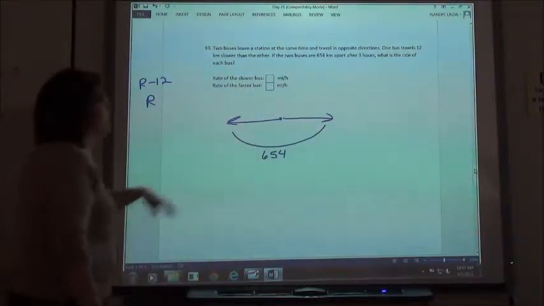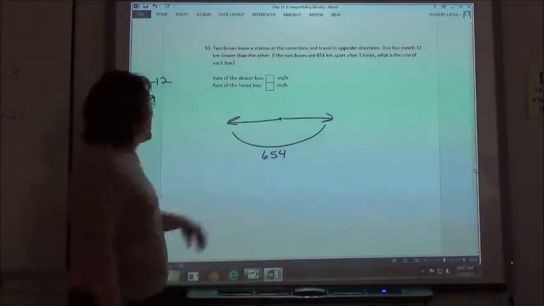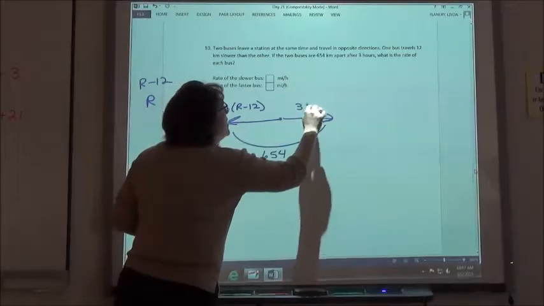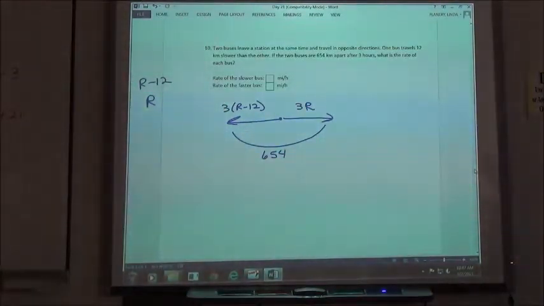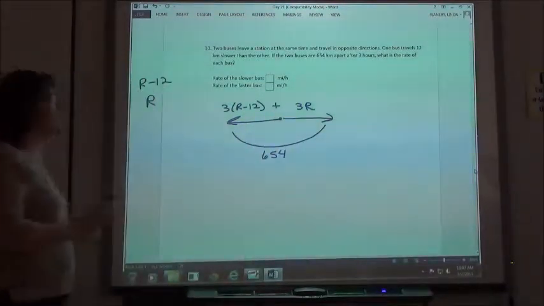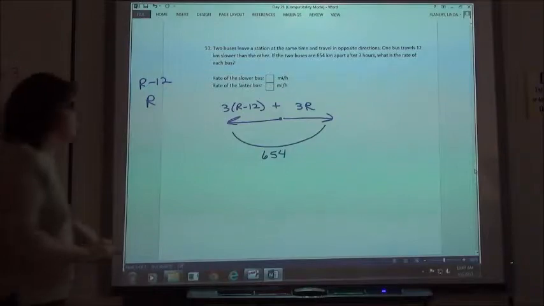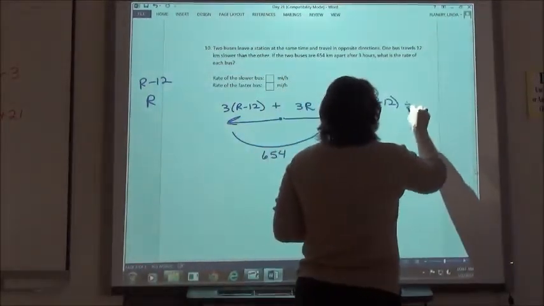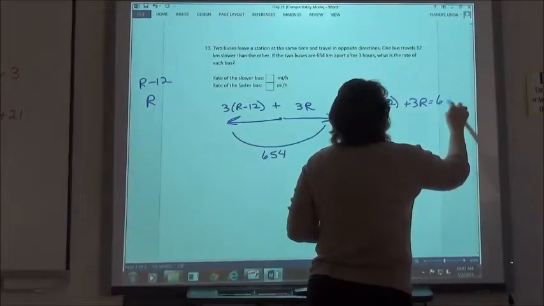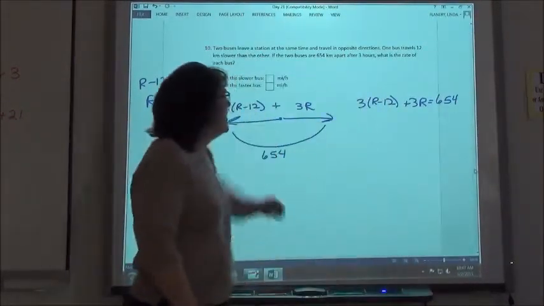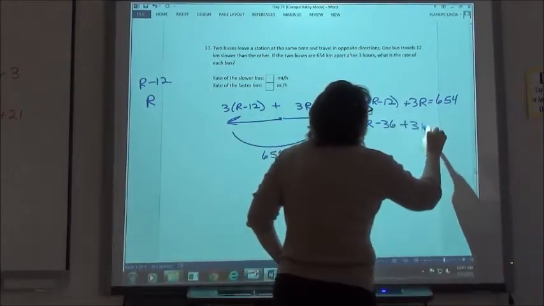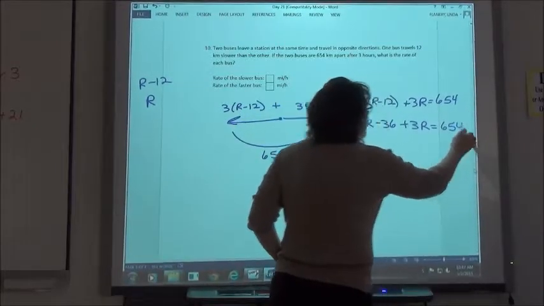So, they're both going to go for 3 hours, so I'm going to take 3 times R minus 12, and then the other one is just going to be 3 times R. We know if we add their two distances together, we should have the total distance of 654. So 3 times R minus 12 plus 3R equals 654. Using my distributive property, 3R minus 36 plus 3R equals 654 then.